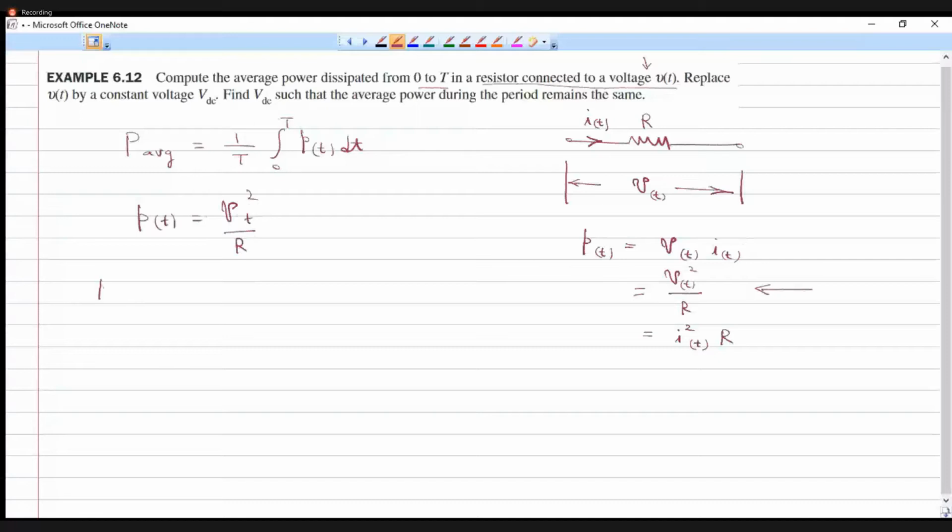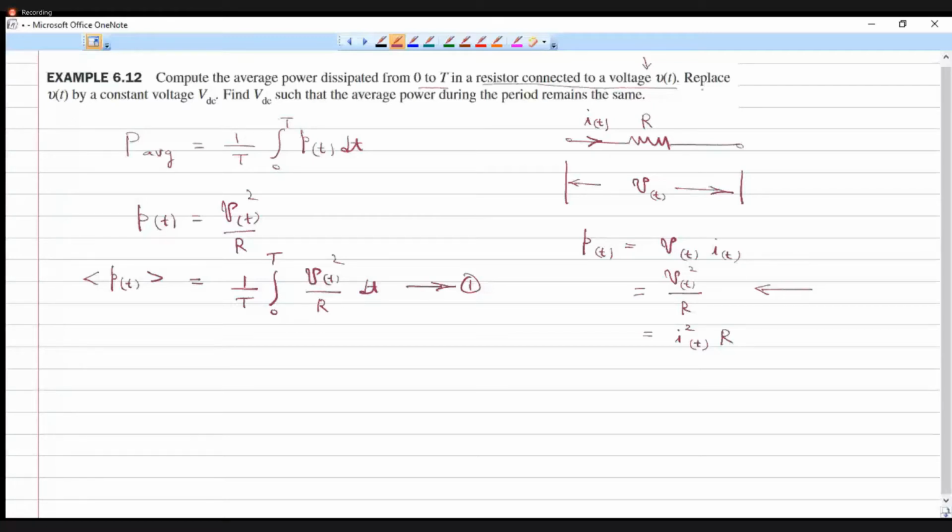So what is the average value of p of t? It is 1 by T integral 0 to T of v of t the whole square divided by R dt. That is the average power that is dissipated. Let me label it as equation number 1. I hope it is clear up to there.